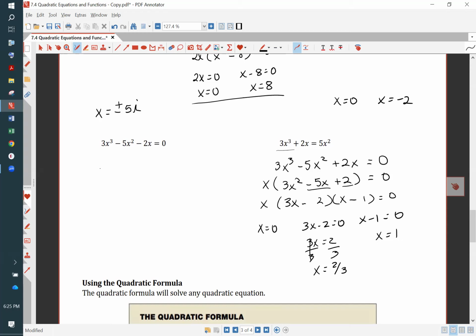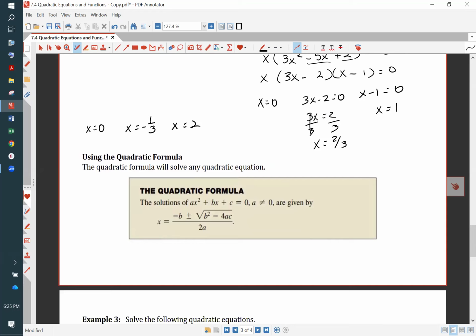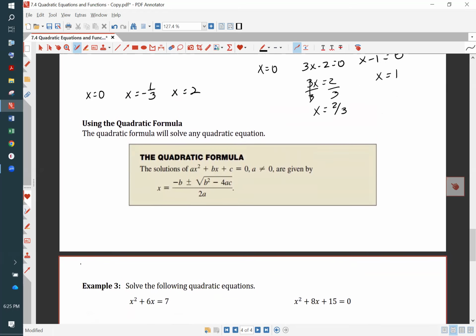Is it x equals 2, 0, and -1/3? Yes. Does anybody want me to work through that? No. Y'all did learn something in chapter 4, didn't you? Factoring. Okay. If we can't solve these equations by using the principle of 0 products and the principle of square roots, we have to go to the quadratic formula.